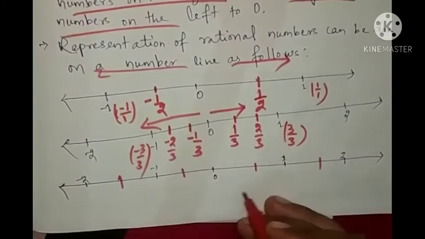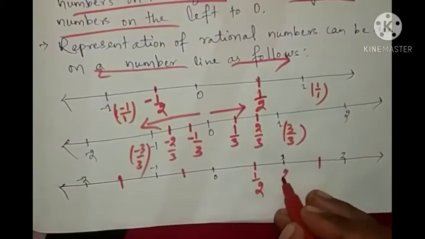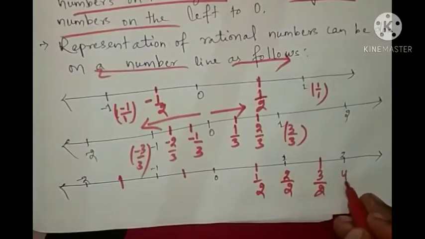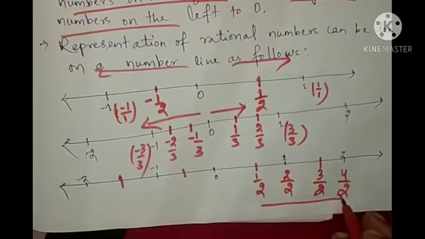Okay, so what can I write? This one is 1 by 2. This one is 2 by 2. This one is 3 by 2. This is 4 by 2. So these are positive rational numbers going towards the right.